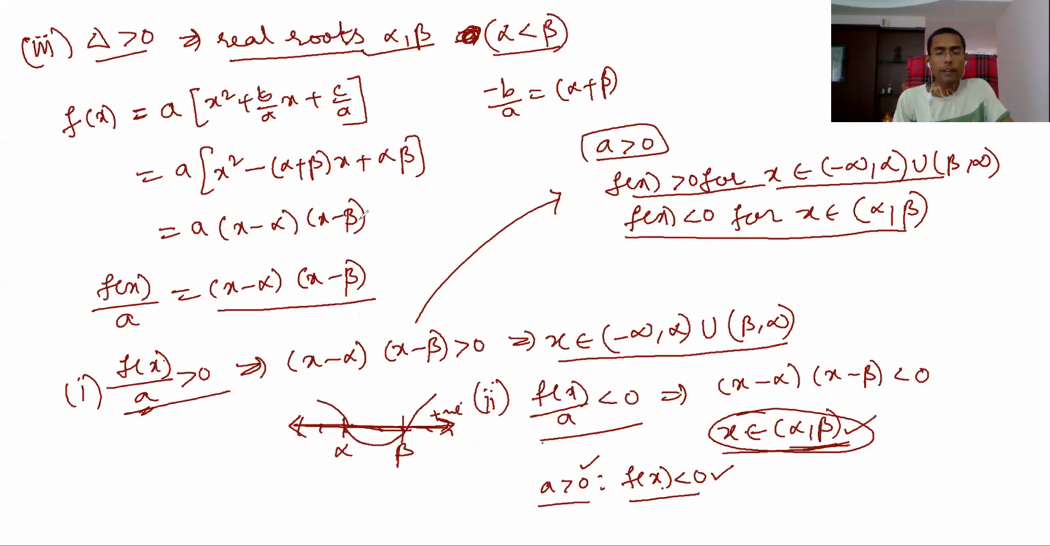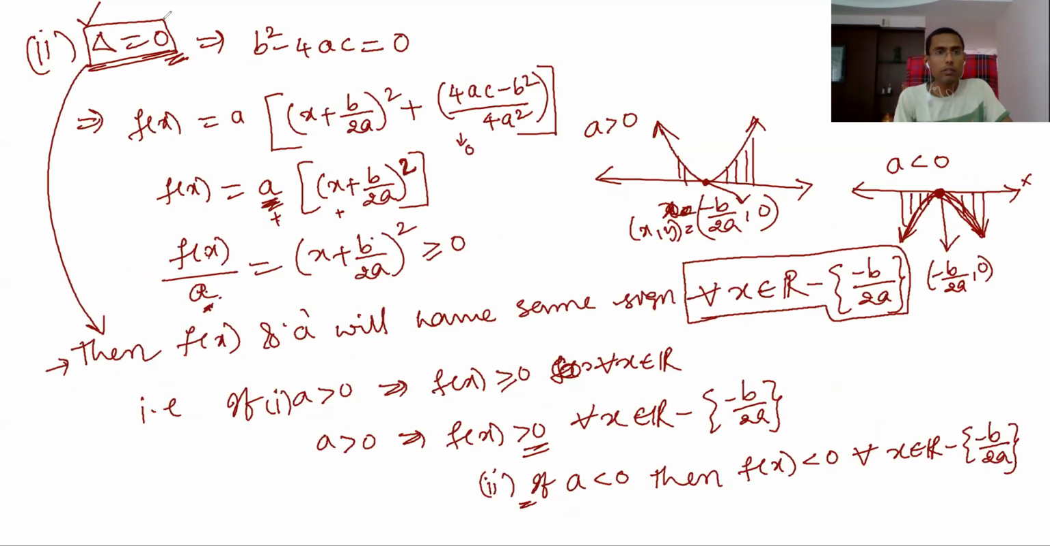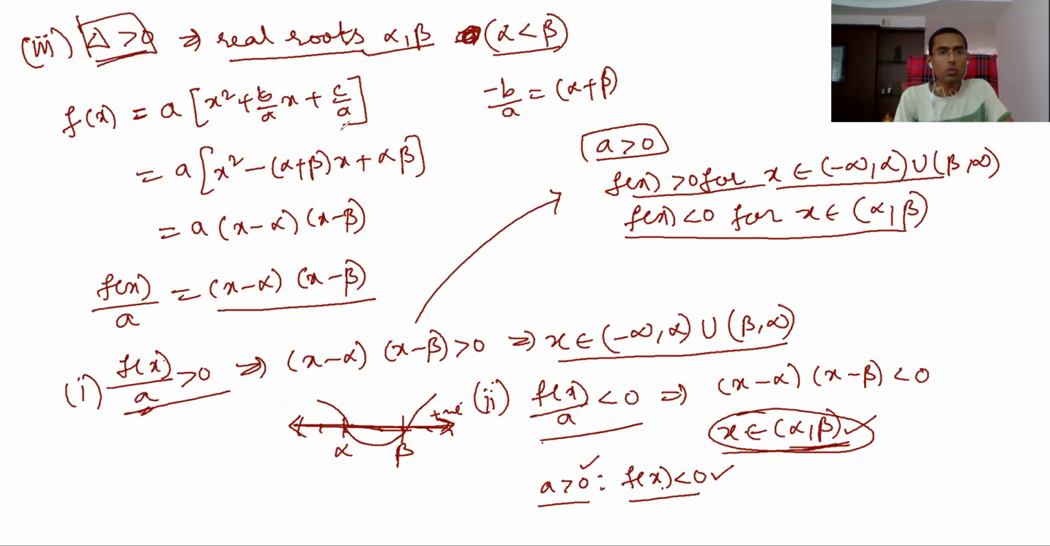So the next, if delta is greater than 0, two roots will be there. You can write the expression like this, with two roots, so the expression turns out to be like this. If f of x by a is positive, that means if a is positive, f of x is positive for these values, and for the remaining values it's negative. And that's what we explained here.